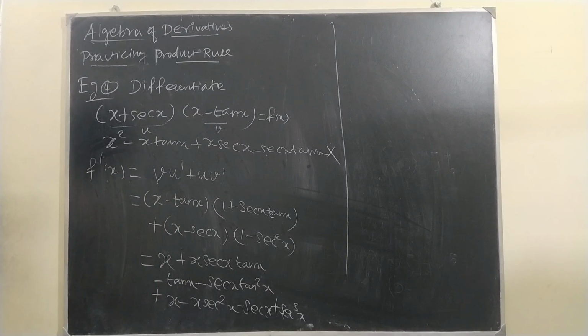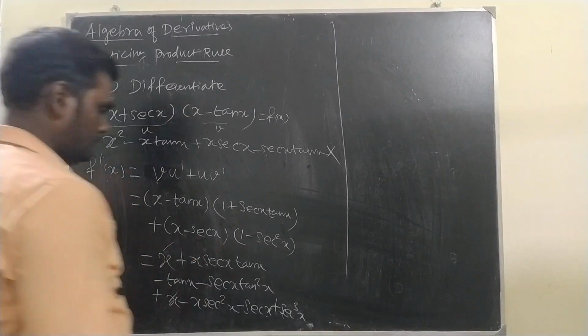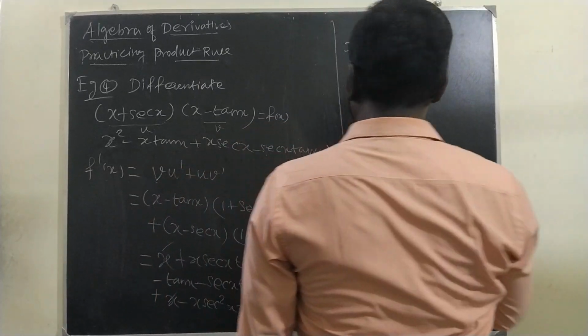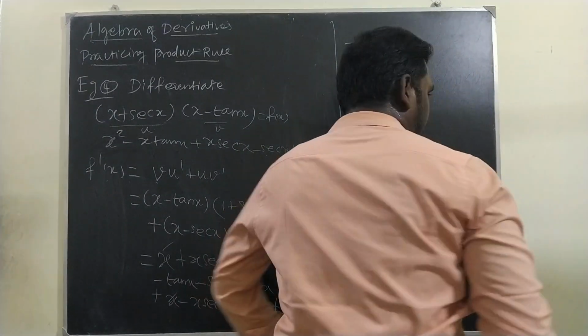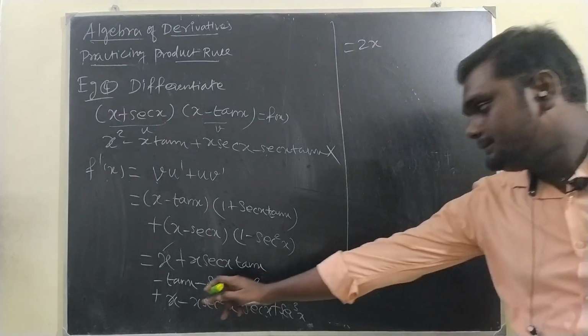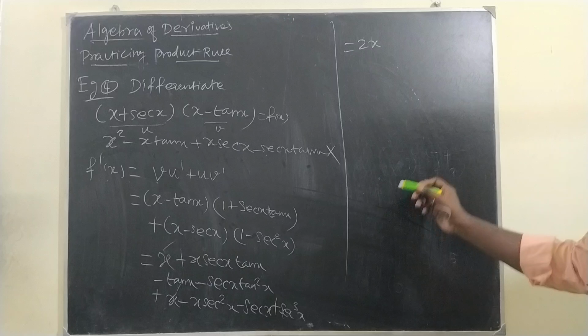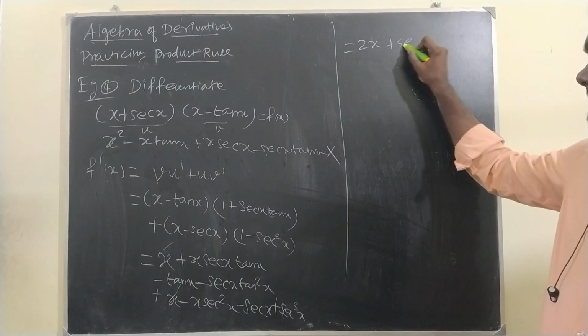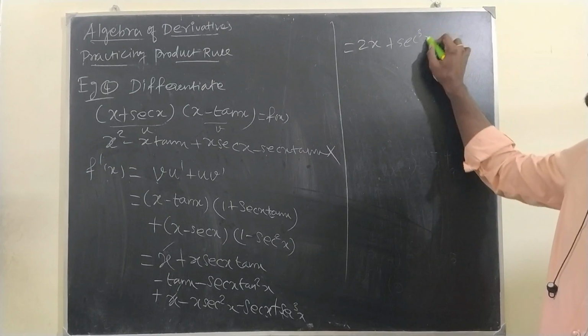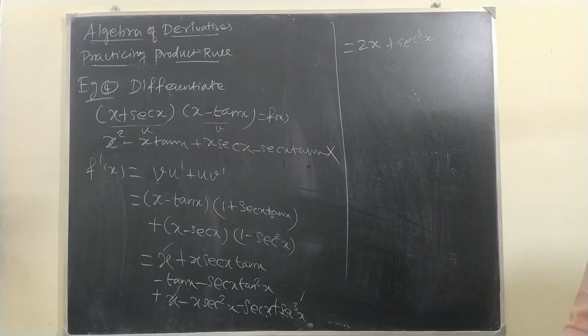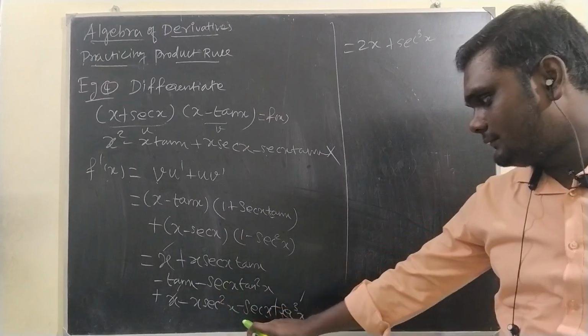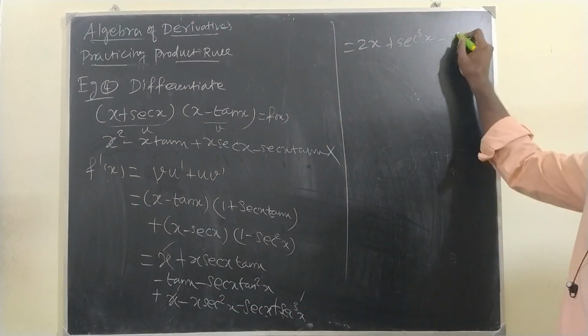Then add like terms. Any like terms do you find? No, only x plus x. So it is 2x, and this x and this x I added, then plus secant cube x we will write. Secant cube x I wrote. Then is there anything with power 2? No. Secant x is there. Sorry, here x secant square x.